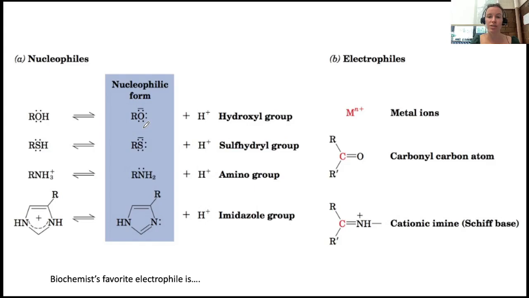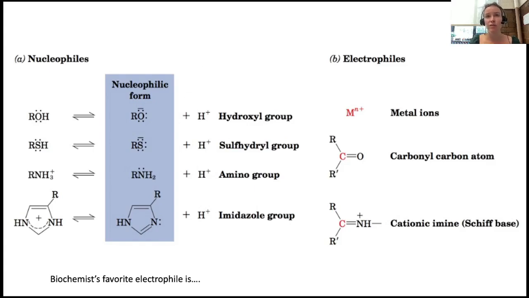But it's not just this hydroxyl group or thiol that can do a nucleophilic attack. We, of course, can have the lone pair from amino groups or a lone pair on nitrogen within an imidazole group that we might see on a nucleophile like histidine. So nucleophiles that you'd expect from organic chemistry, again, we definitely see these in biochemistry, particularly OH, SH, and NH.